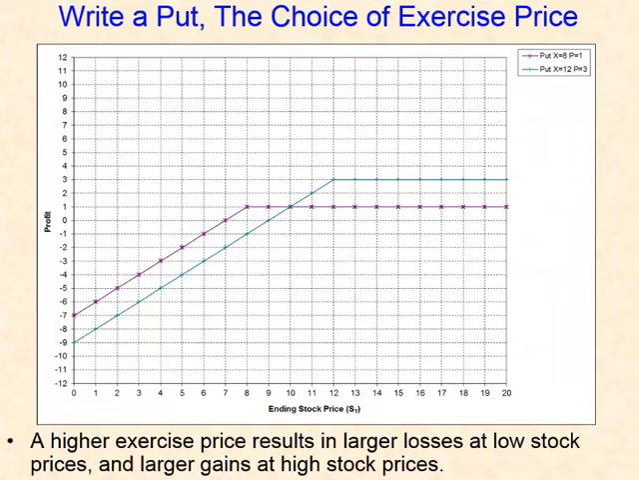When we write a put option, we get to choose the exercise price that we desire, and we can see from this chart that for higher exercise prices, this would be the green line up here, at a high stock price we have a bigger profit, and at a low stock price we have a bigger loss with the higher exercise priced put.